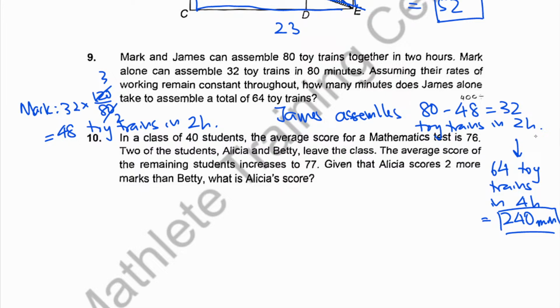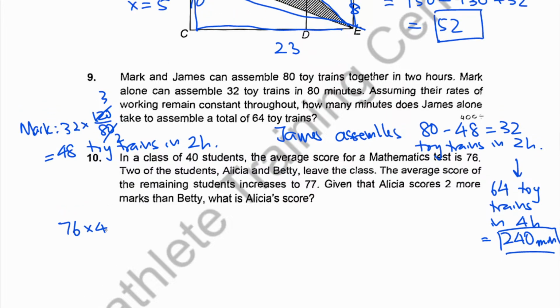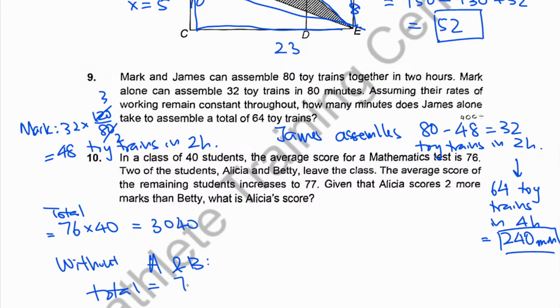So that's question 9. And then for question 10, in a class of 40 students, the average score for a test is 76. So the total score is equal to 76 times 40, which is equal to 3040, I believe. And then without Alicia and Betty, the total is equal to 77 times 38, because the average is 77 and there are 38 students left. So this is equal to 2926.